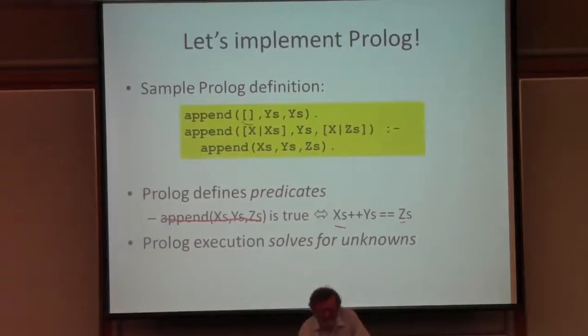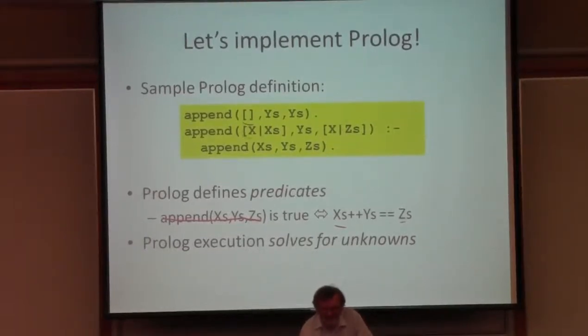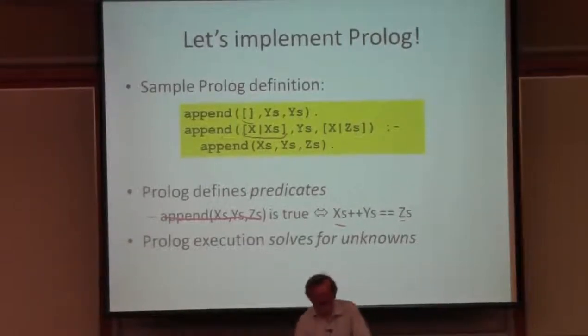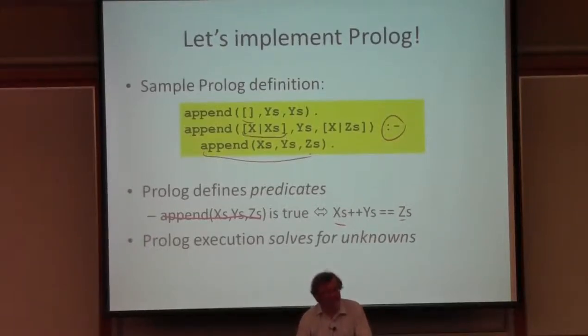And if you read the code here, you can see that it makes sense. If the first argument is the empty list, then it's true that empty list append y's equals y's. If the first argument is x cons x's, this is Prolog's notation for cons, the vertical bar. So if we're appending x cons x's to y's, then we should get x cons z's, provided that, that's what this means, when we append x's and y's, we get z's. Okay, so it's just the normal append function expressed in a logical form. So what's the point of that?